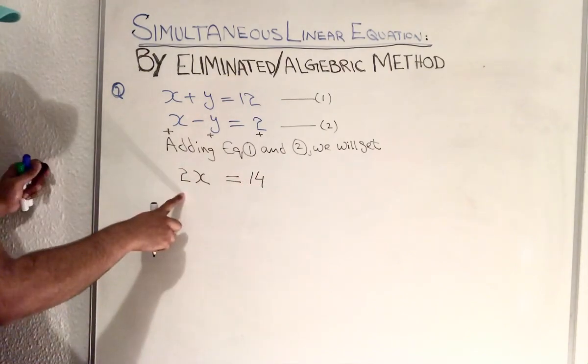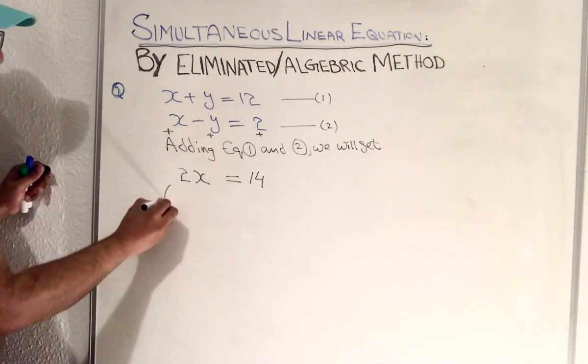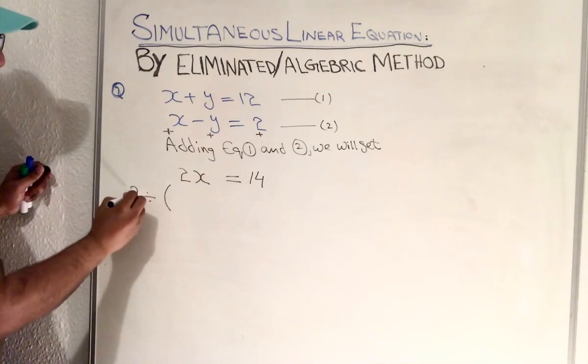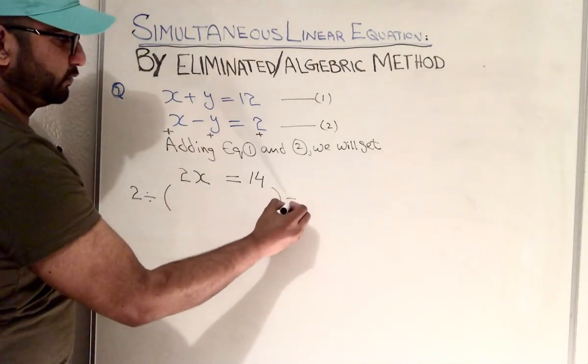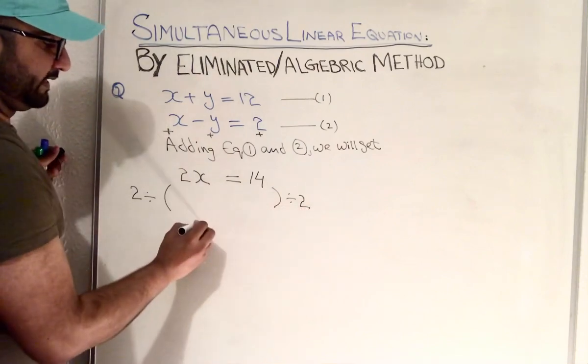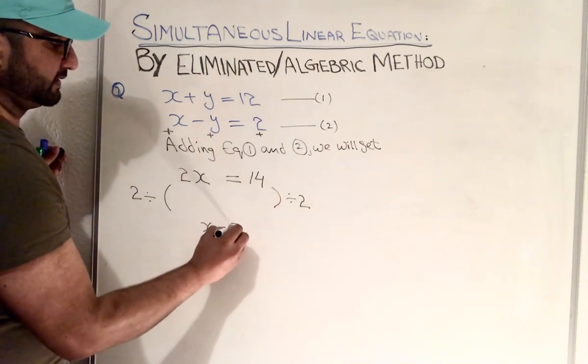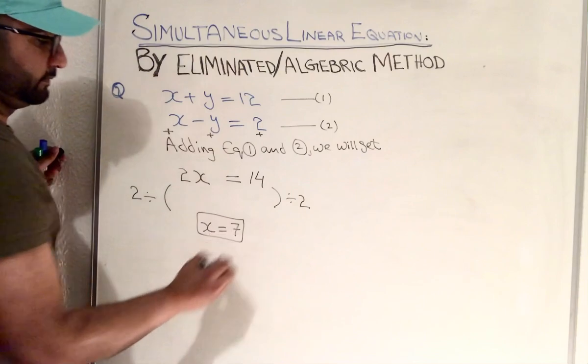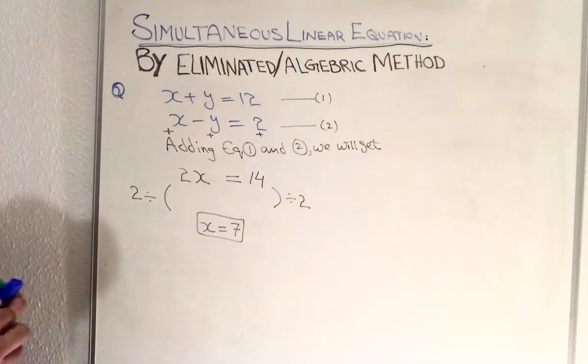Now you see here 2 is multiplying x, so which operation do you use? Divide by 2 on this side and divide by 2 on that side. You will get x is equal to 7. This is the value you can easily get.